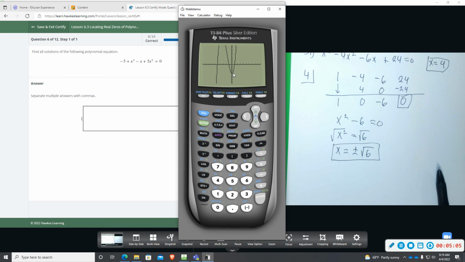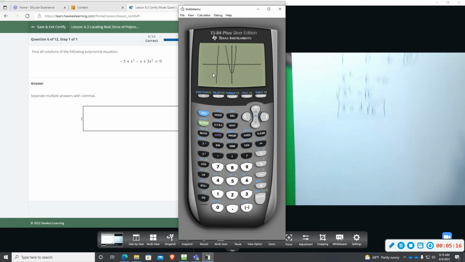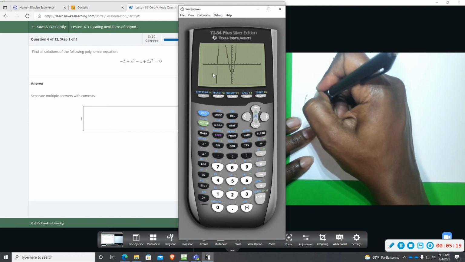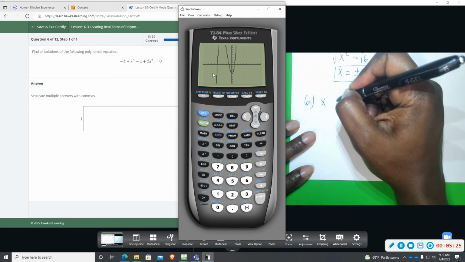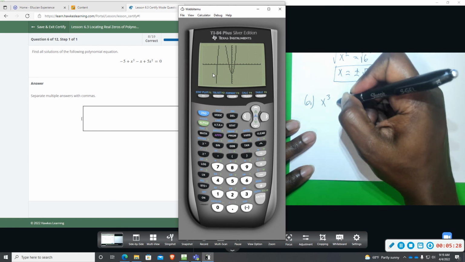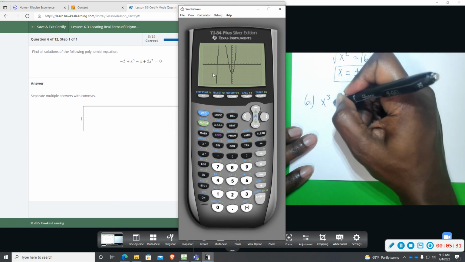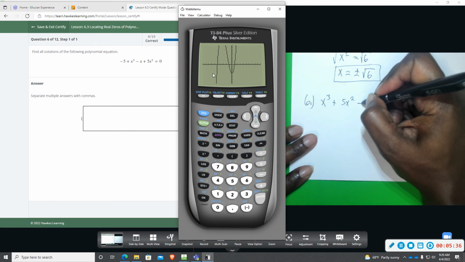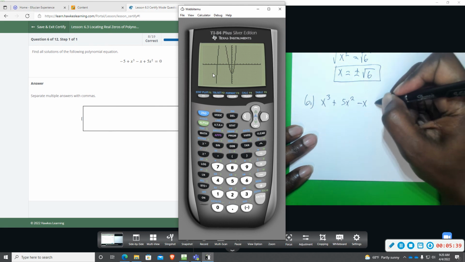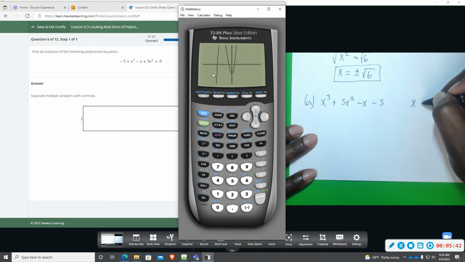All right, so it looks like whole numbers all the way around. 1, -1, 2, -3, -4, -5. So 1, -1, -5 is what it looks like here. So number 6. Let me write this down in order. We have x cubed, and it is positive. And then the x squared term is positive, so plus 5x squared. And then minus x, and then minus 5. All right, so what it looks like, 1, -1, and -5.